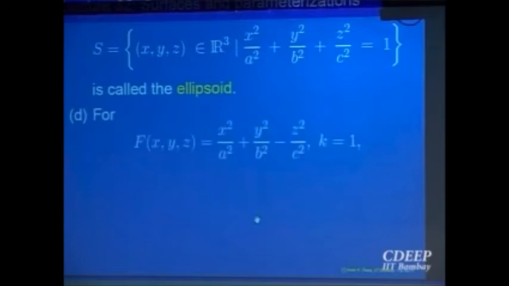Here is something totally different from them. Look at the surface f(x, y, z) with a negative sign in between thrown in now, right? So what does it look like? It doesn't look like an ellipse anymore.